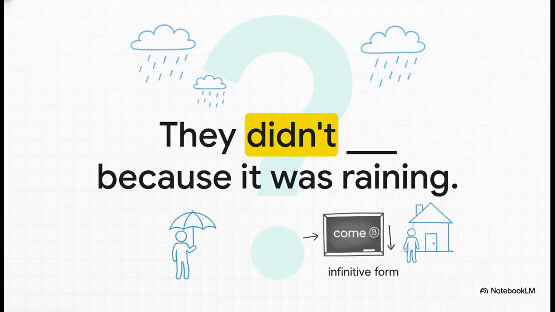Okay, number 2. They didn't blank because it was raining. A, came, B, come, or C, comes? Think about that didn't rule. The answer is B, come. After didn't, we use the base verb.